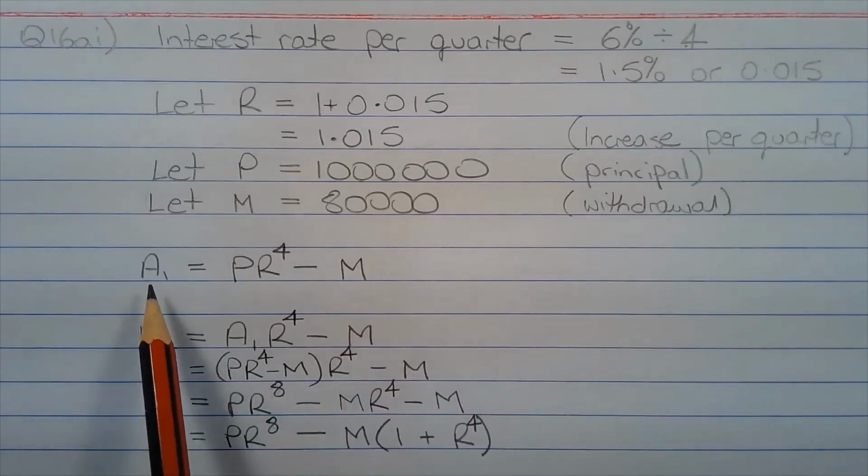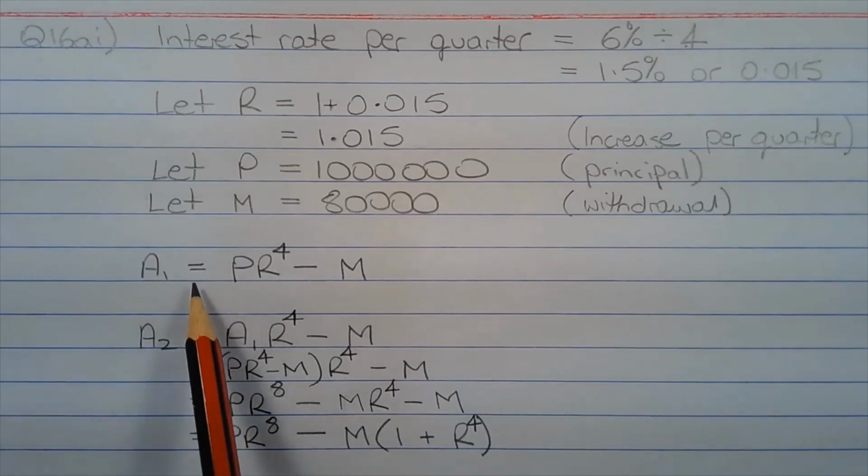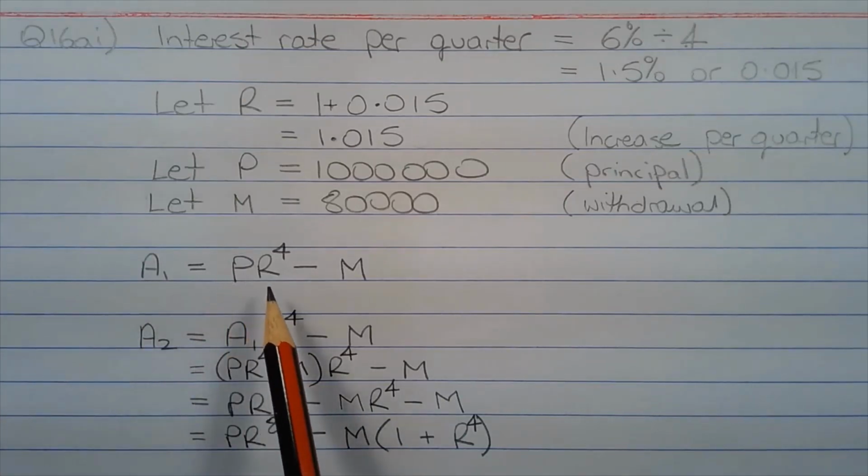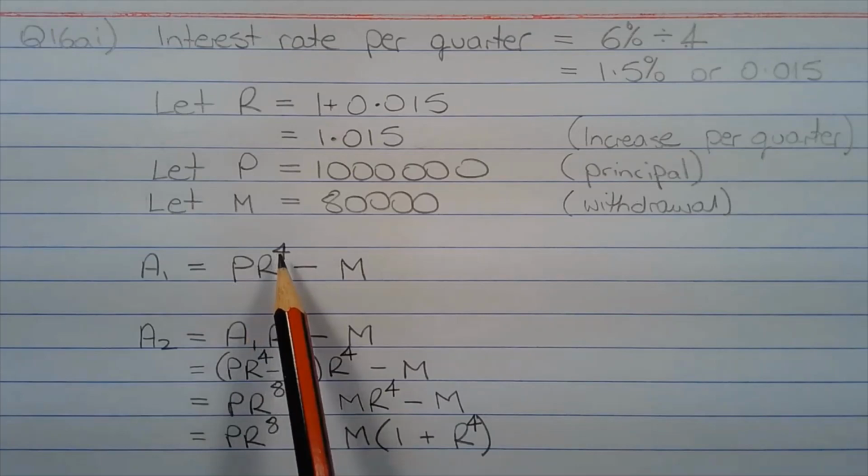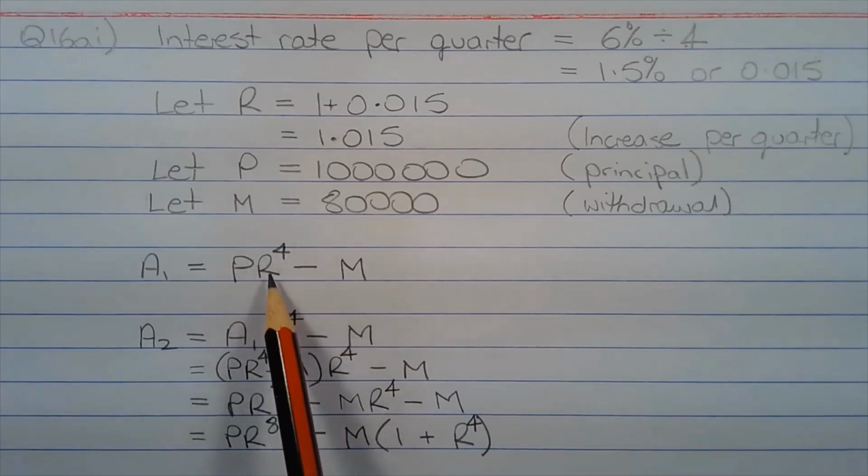Now A1, which represents the amount in the account after the first withdrawal, is equal to the principal multiplied by capital R to the power of 4, since there are 4 quarters of compounding before the withdrawal takes place, minus 1 withdrawal.